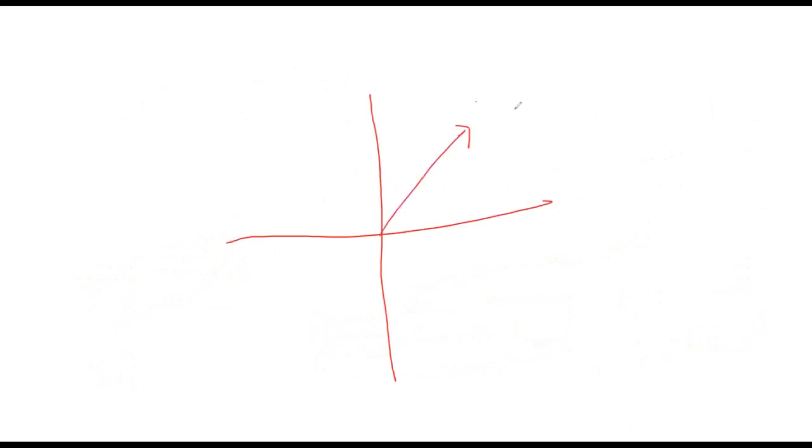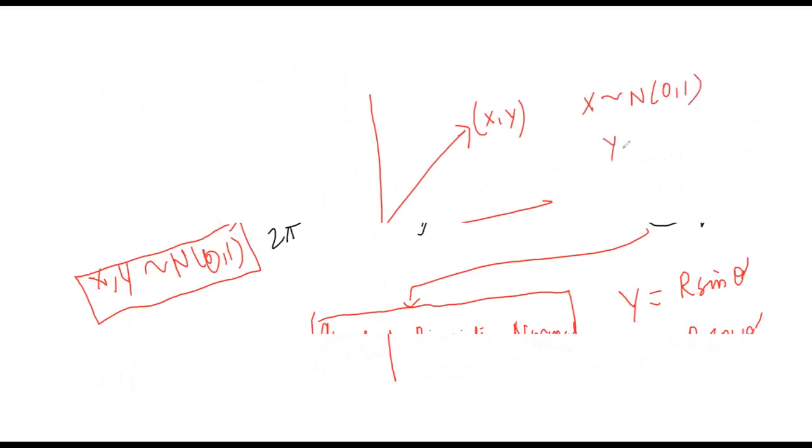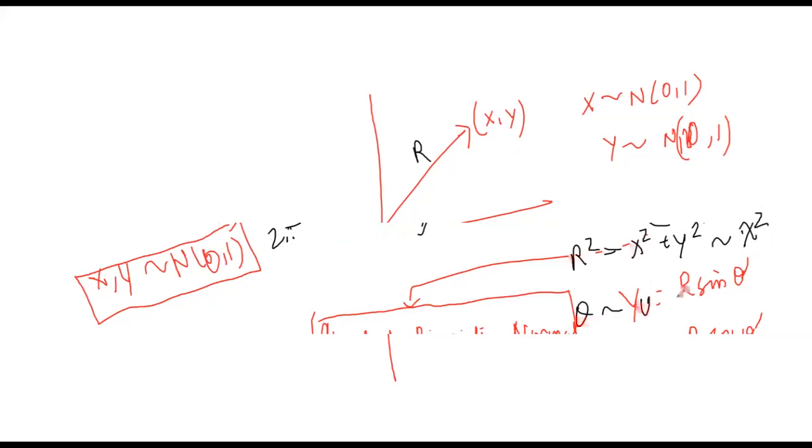If you randomly select x and y to be normal 0, 1 and they're independent, then what will you get? You will get that r square equals x square plus y square, which is chi square, and theta is uniform, and tan theta is Cauchy. So this is a relationship among all these distributions, and that's why it's natural.